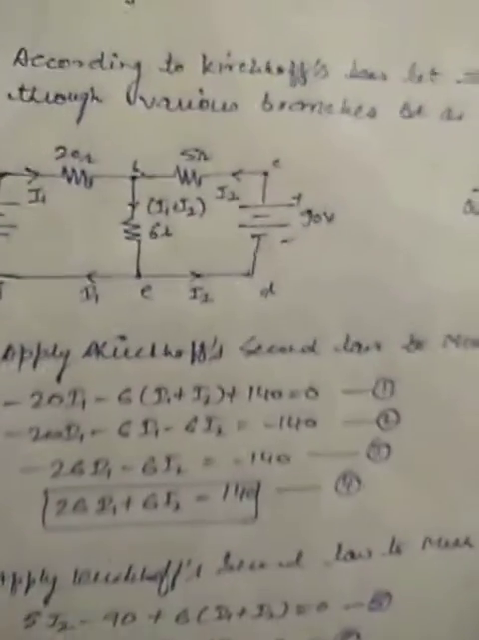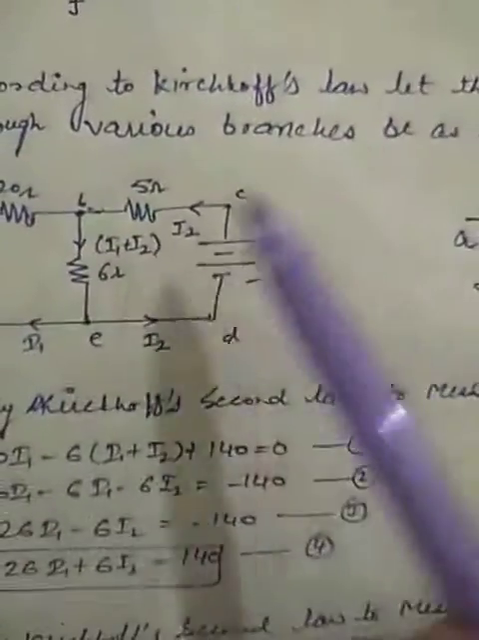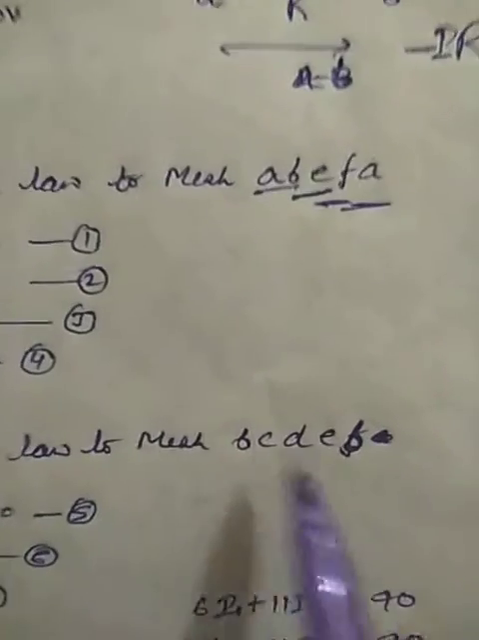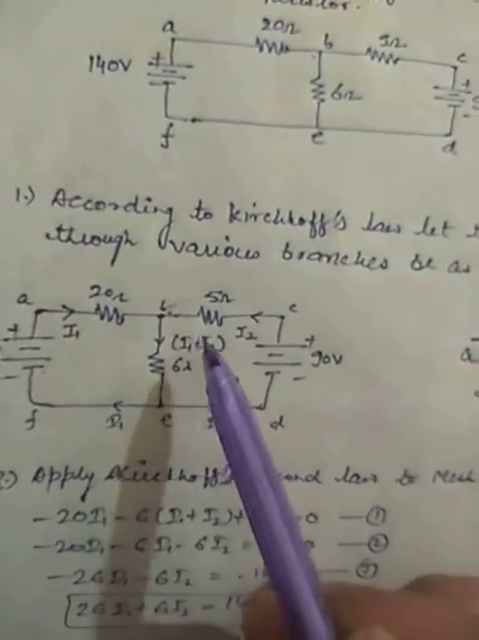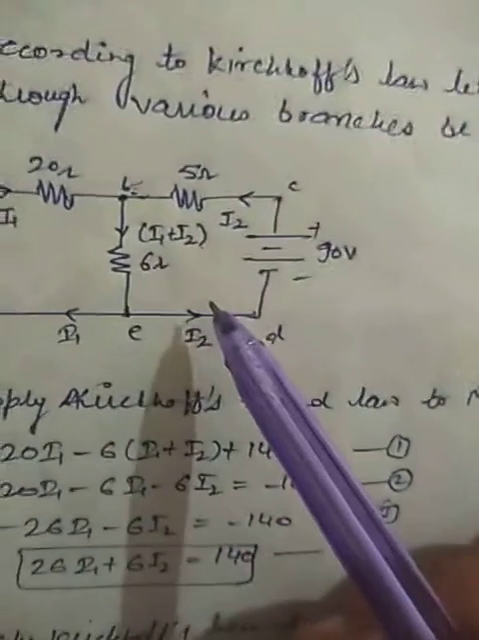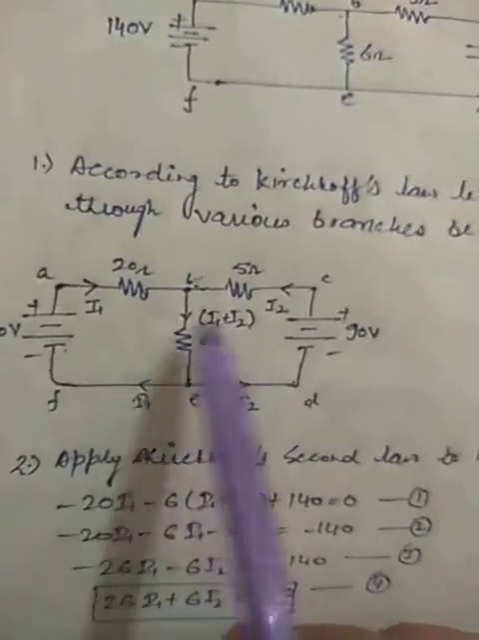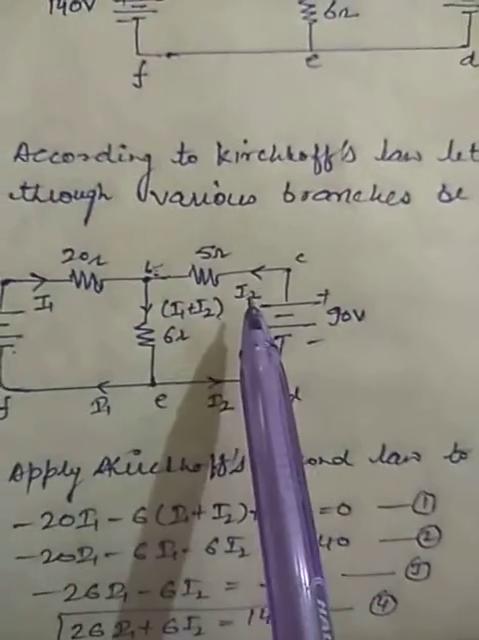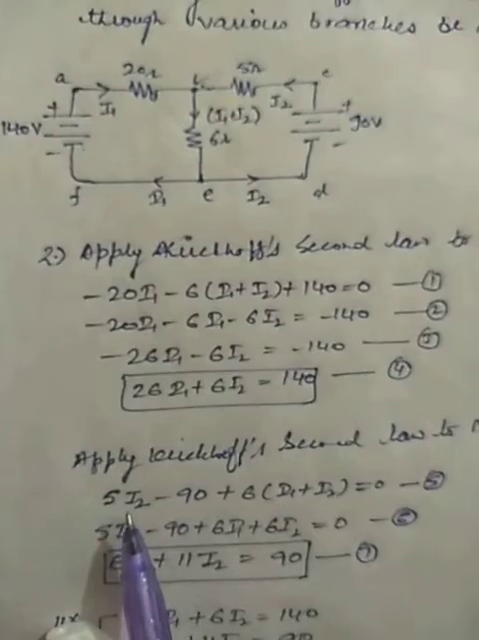And again we will apply Kirchhoff's voltage law in mesh number 2. So mesh number 2 we will consider B, C, D, E, B. So again we will apply Kirchhoff's voltage law in this loop. So here from B to C, we will see the direction of current. The direction of current is opposite here, so we will take the positive sign, plus 5 I2.